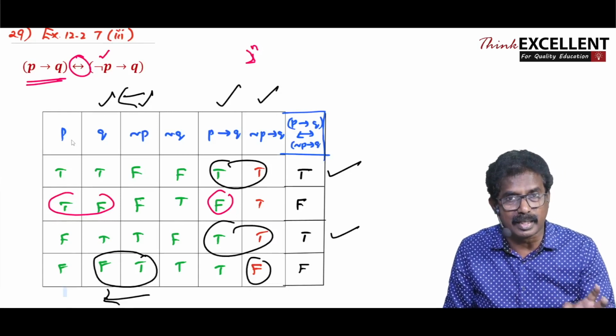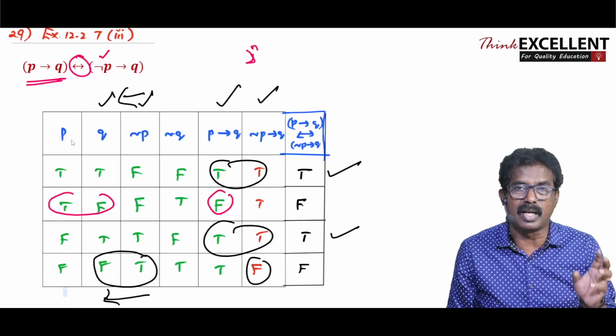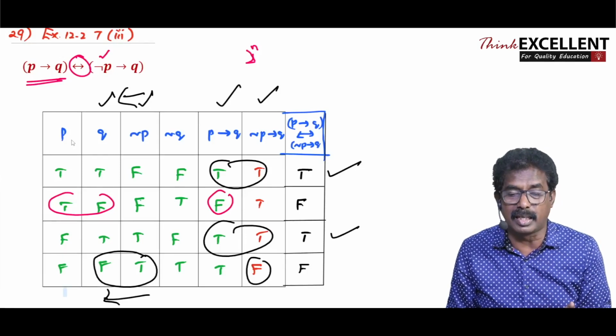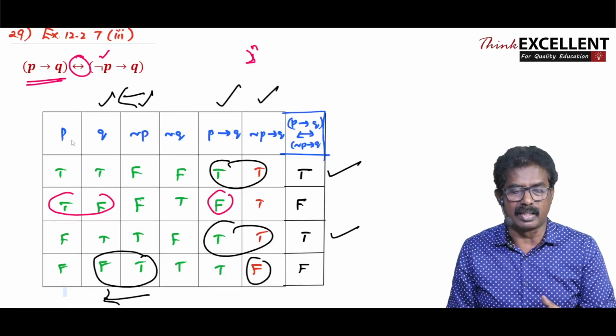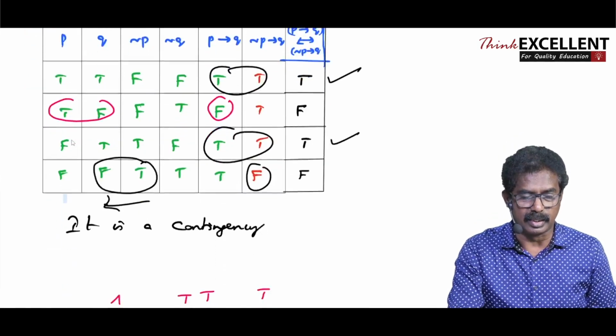So this is not a tautology. When can you say it's a tautology? When the last column contains only T. This is not a contradiction either. Since T and F both come, it is a contingency.